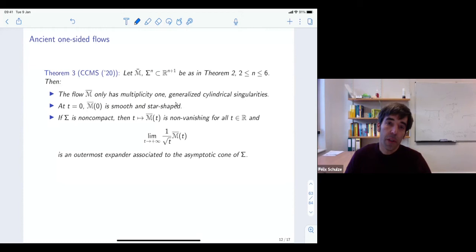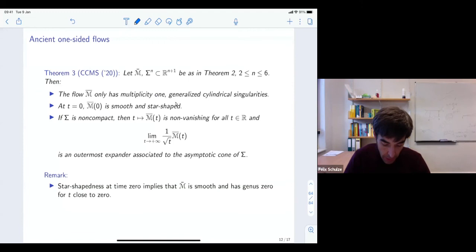So the idea is, if you look at this picture from before, where you have these necks, you push every second neck to the inside and you push every other neck to the outside, and that gives this canonical destabilization of this shrinker. And again here, the star-shapedness at time zero gives you that we have lost genus, which is important. So this means this is iteration now.